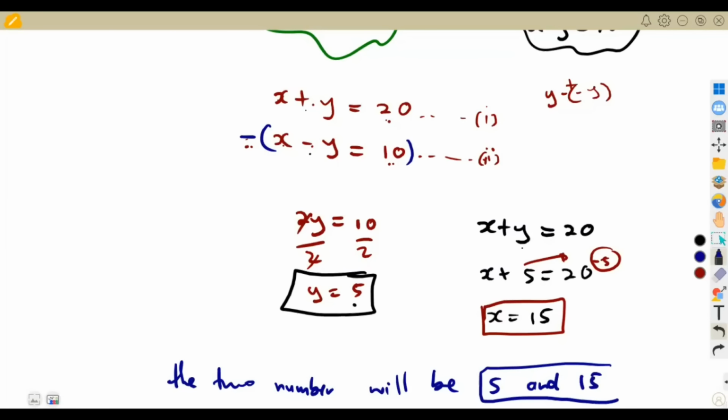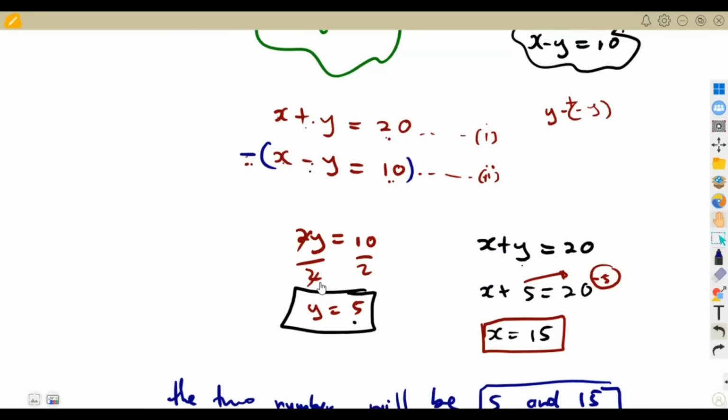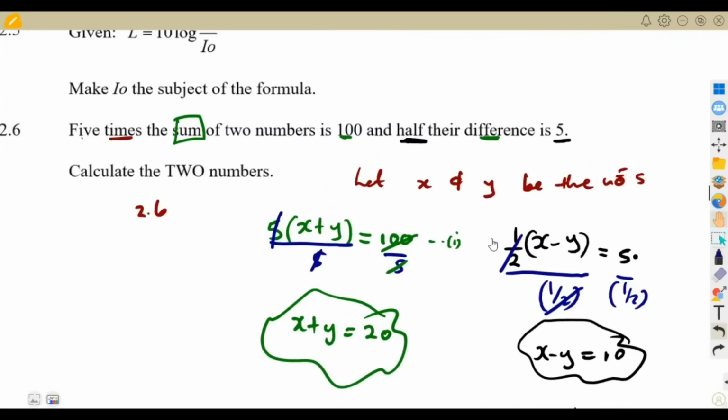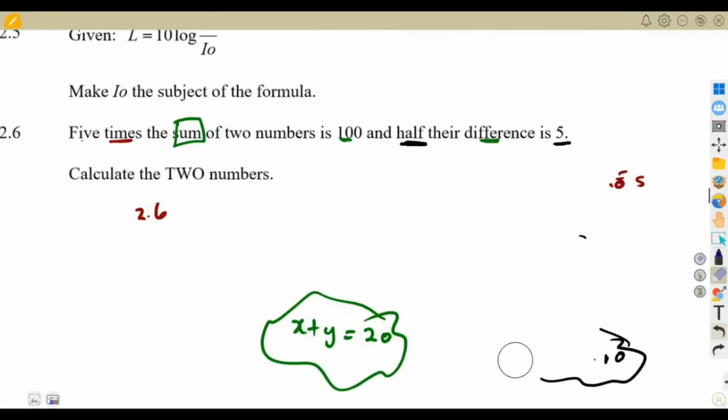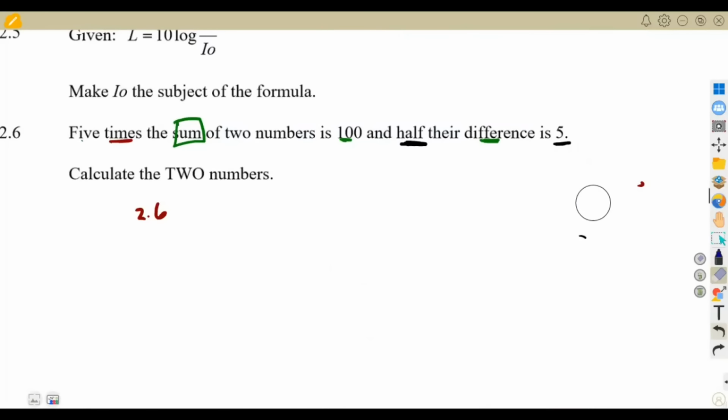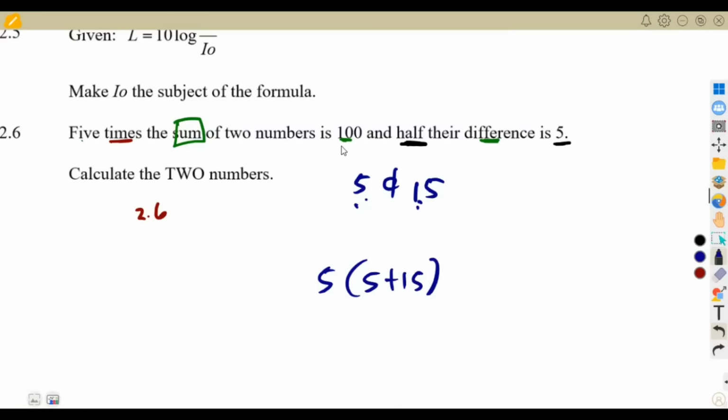All right, if we are to try any of these statements, it must make sense. Here, the first part says we want to see if it makes sense with the numbers we obtained. They are saying 5 times the sum of the two numbers. Remember, our two numbers are 5 and 15. If we add 5 plus 15, we must obtain 100. 5 plus 15 is 20, and 5 times 20 is 100.